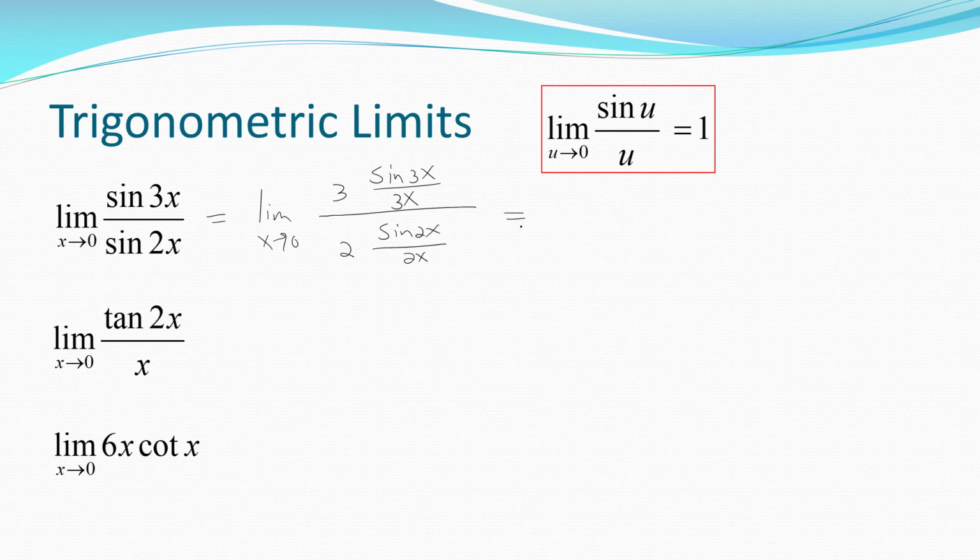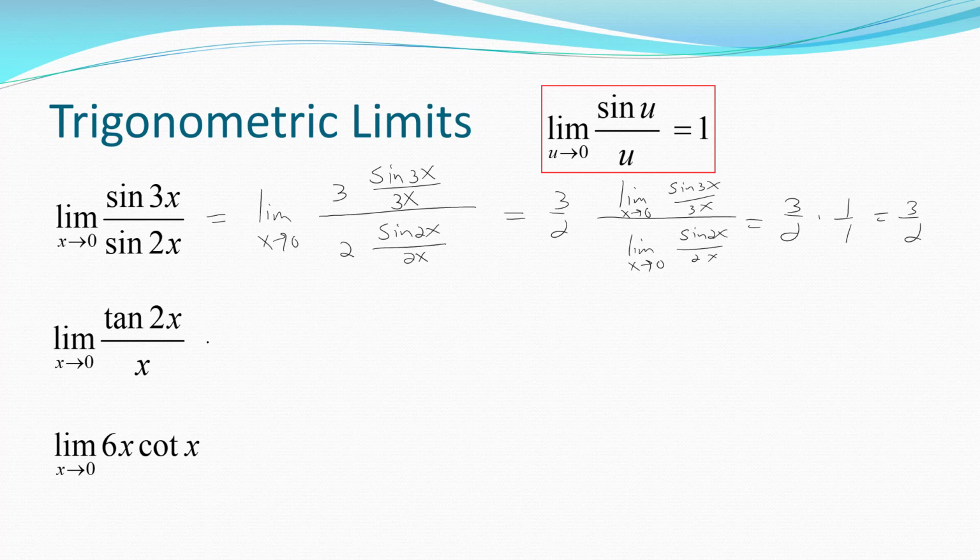I can then use limit laws. This will be 3/2. The constant just comes out. And then you'd have the limit of the sine of 3x over 3x as x approaches 0, and the sine of 2x over 2x in the limit as x approaches 0. And each of those limits are the form we wanted. So that's 3/2 times 1 over 1. That's 3/2.